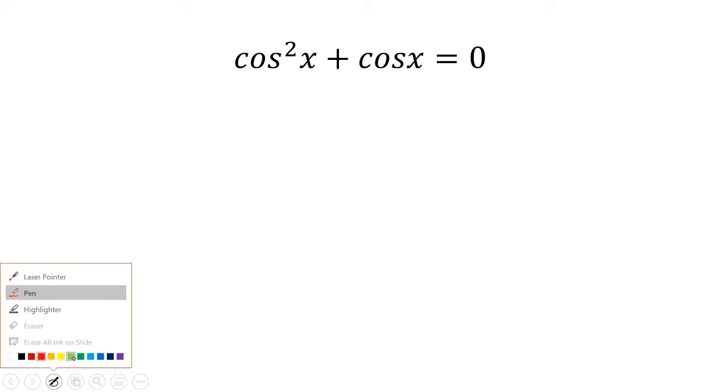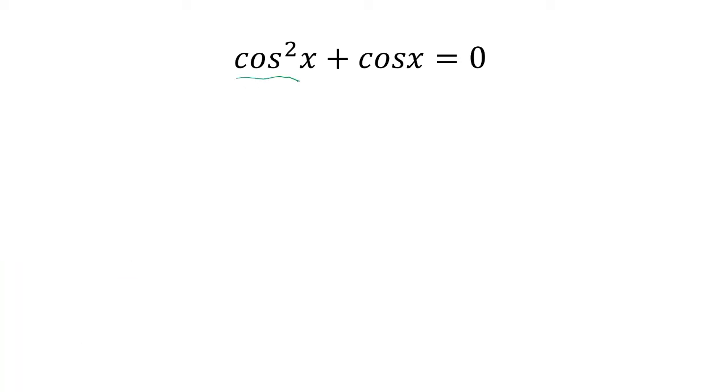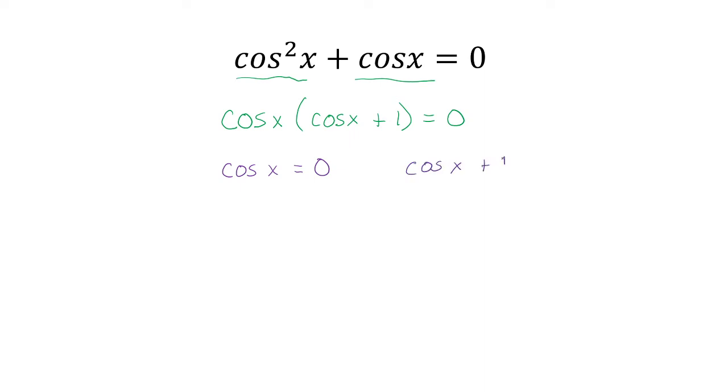I think this is the last one. I'm not sure, though. Same thing. Going to factor. Notice how I got a cosine in each one? That means I can factor out a cosine. When I do that, I get cosine x times cosine x plus 1 equals 0. So again, got two equations. Got cosine x equals 0 and cosine x plus 1 equals 0. Again, just pretend you distributed that. It would equal what we have up at the top.